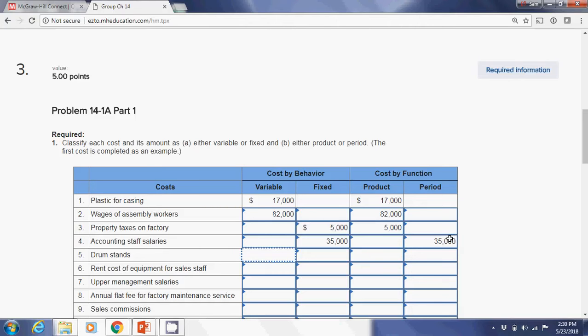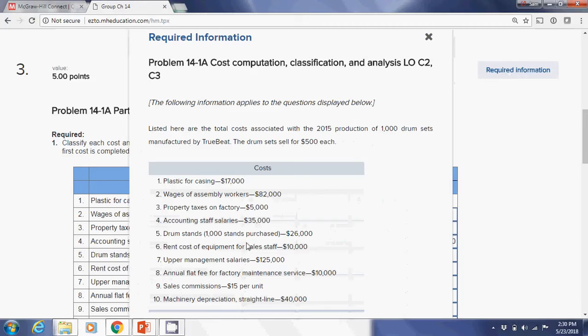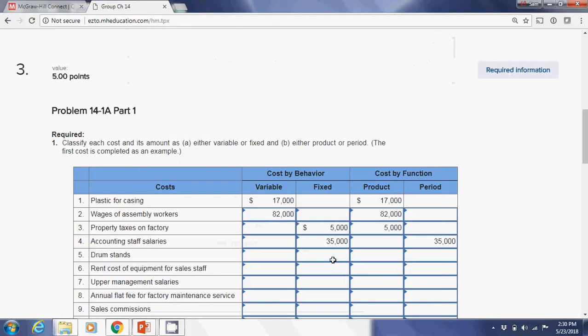Then we get down to drum stands. The more we sell, the more we have to buy, or the more that we're going to have to make, right? So I think that's variable. And just like plastic for casing, it definitely should be a product cost. How much are they? 1,000 stands were purchased, so that's going to be $26,000 is what it looks like. So $26,000 of variable and $26,000 product.